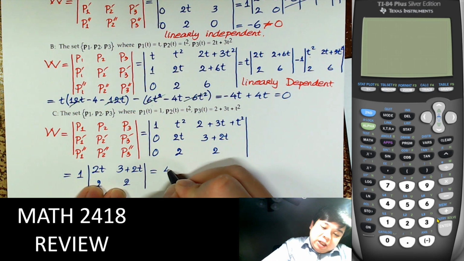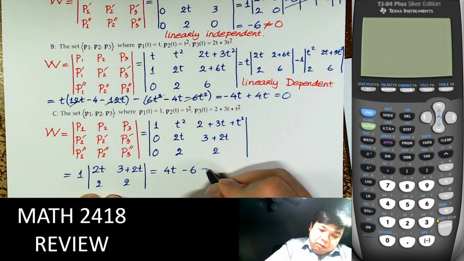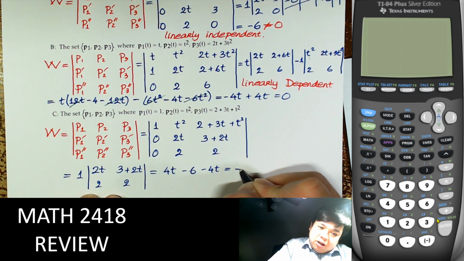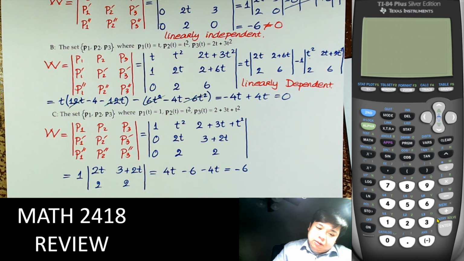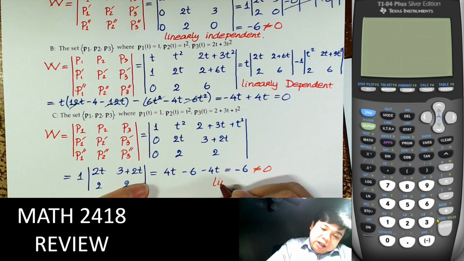We have 4t minus 6 minus 4t. So this is minus 6. So this is not equal to 0. So it is linearly independent.